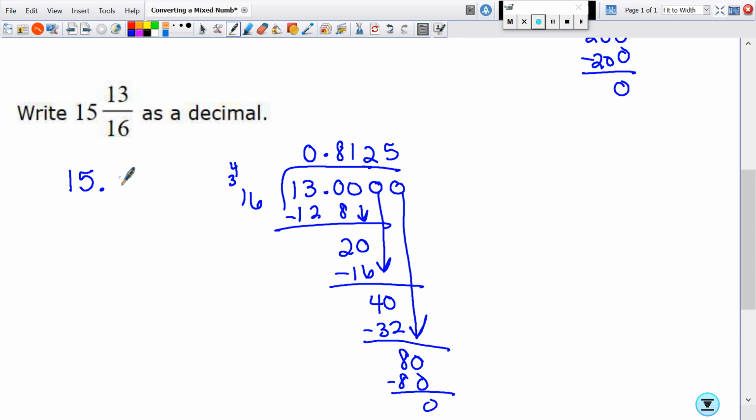So 15.8125 is the answer. You have to keep going either until you get a 0 down here or until the numbers on the top start repeating themselves, unless they tell you to round it to the nearest tenth or whatever.